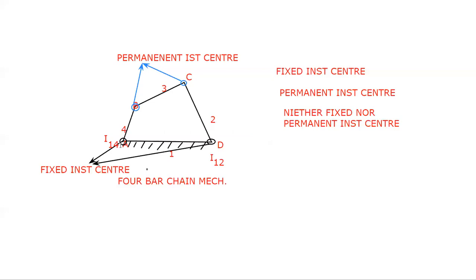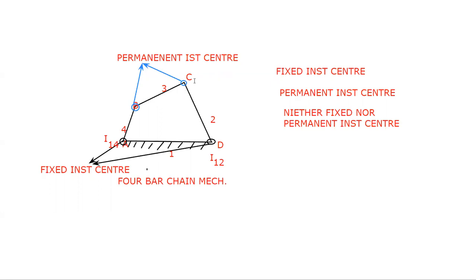I14, this is my fixed. So which are my fixed centers? I14 and I12. These are my fixed instantaneous center. Then next, which are my permanent instantaneous center? You can see here. Now link 3 is here and link 2 is here.